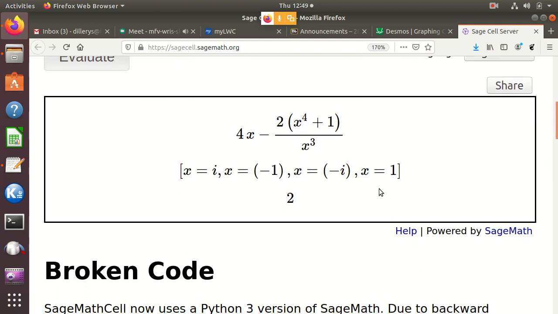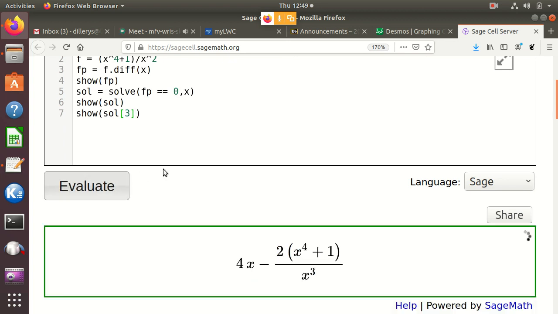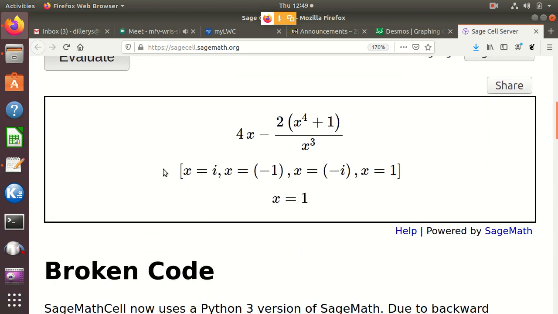So notice that if I wanted the 1, it's the fourth item. x equals 1 is the fourth item in the list. But you've got to start counting at 0. So it's actually item number 3. There's item number 0, 1, 2, and 3. And so I could go in here and say, okay, I want item number 3 out of that. And if I hit evaluate, it should say x equals 1.